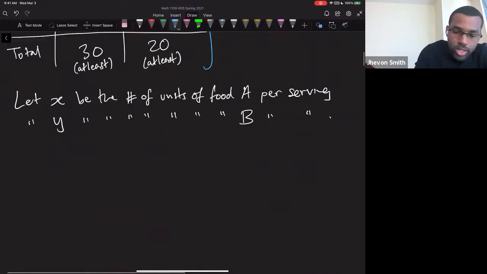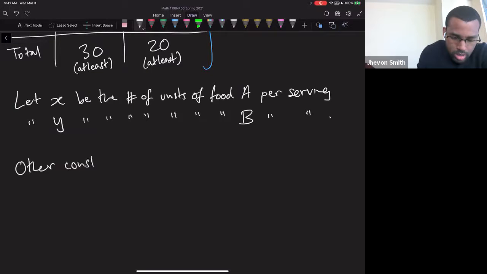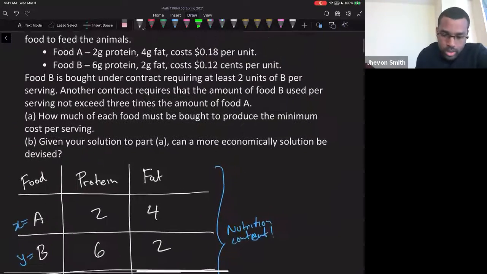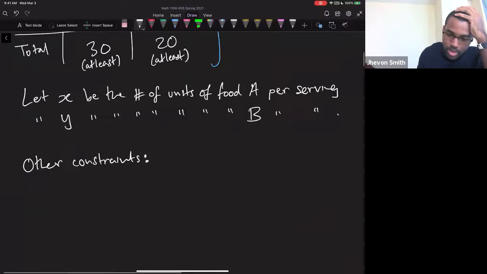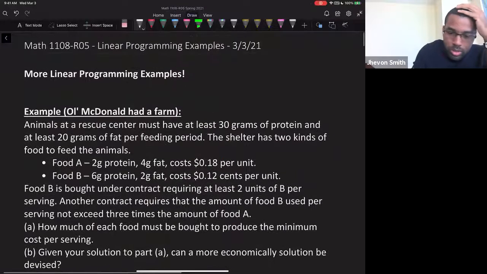However, we do have other restrictions. Our other constraints are the following. Food B is bought under contract. We need to serve at least 2 units of food B. So this means how many units of Y we serve has to be at least 2. And of course, it's a word problem, so you should know at least means greater than or equal to.